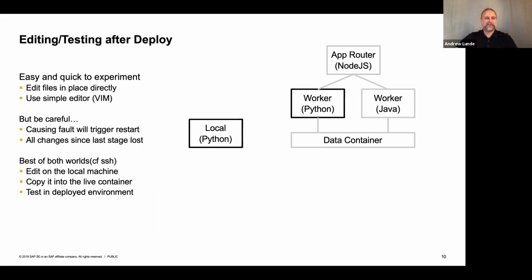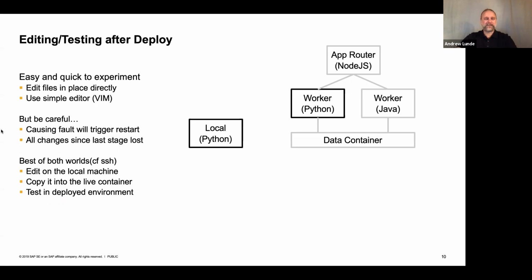Because Python's an interpreted language, we don't have to compile it. If it's possible, we can just move the source code files into the deployed container. So here we have the local source. In this scenario, you can either shell into the deployed container and then edit the files directly and see what's happening.